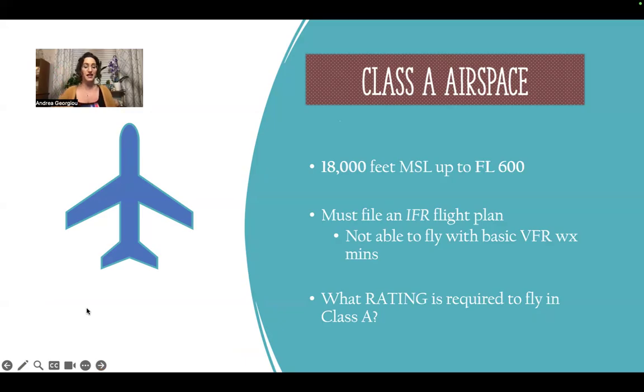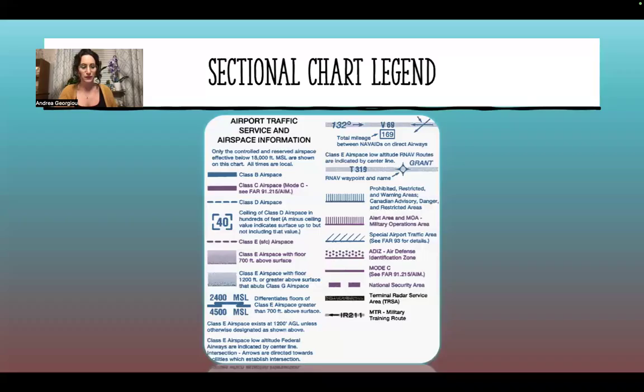So that's it for Class A. That was pretty straightforward. Just know it starts at 18,000. For each airspace, I want you to know the dimensions, and I want you to know any equipment that you have to have working and if there's any pilot certification required. So for this one, Class A starts at 18,000, goes up to flight level 600, have to fly IFR, which means the pilot must have an instrument rating. All right. Next up is Class Bravo.